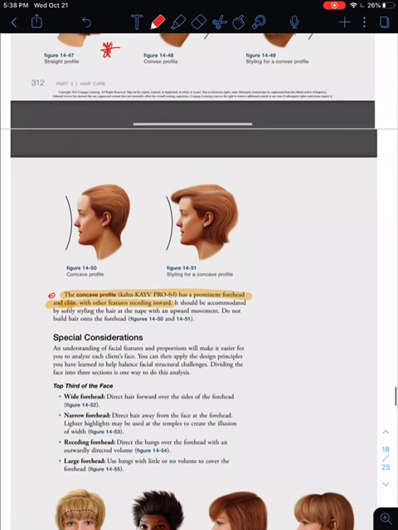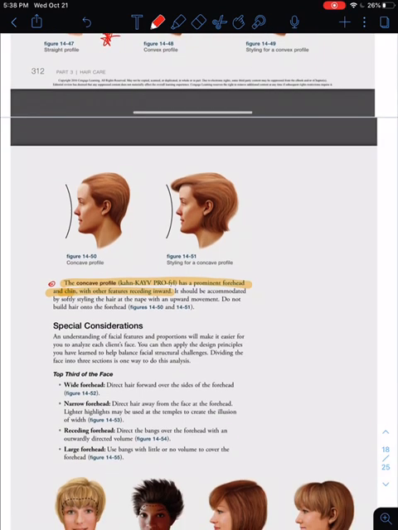Next page, it says the concave profile has a prominent forehead and chin with other features receding inwards. So it's the opposite. These stick out while the nose goes in. So when you're styling, you want to try to minimize the areas that stick out, or try not to draw too much attention to them. Like this draws a lot of attention to it, where this kind of distracts from it.